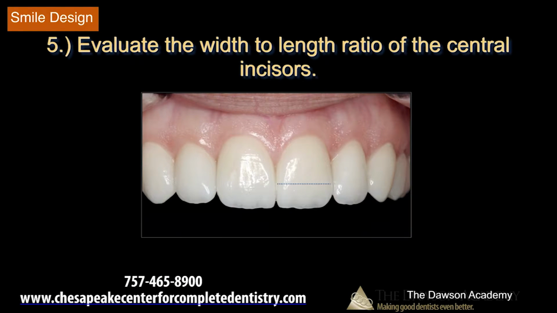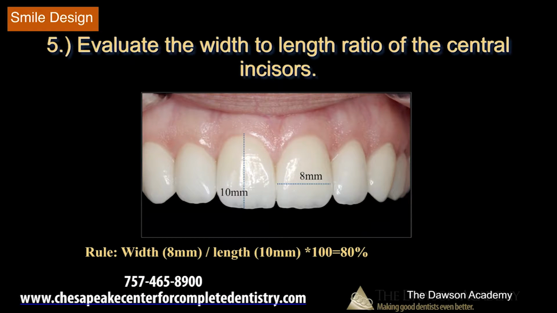The other thing we know is that teeth are longer than they are wide, and that width to length ratio is somewhere around 80%. We say 75 to 85%. In this example, you have a 10 millimeter tooth that's 8 millimeters wide. It's a great place sometimes to even start, because people that have worn their teeth and ground them down, the teeth are going to get shorter and shorter and shorter.